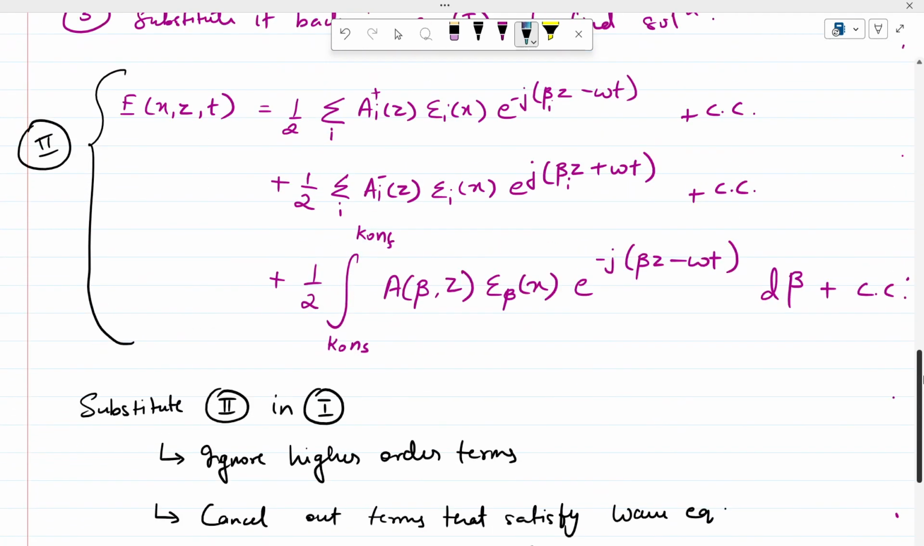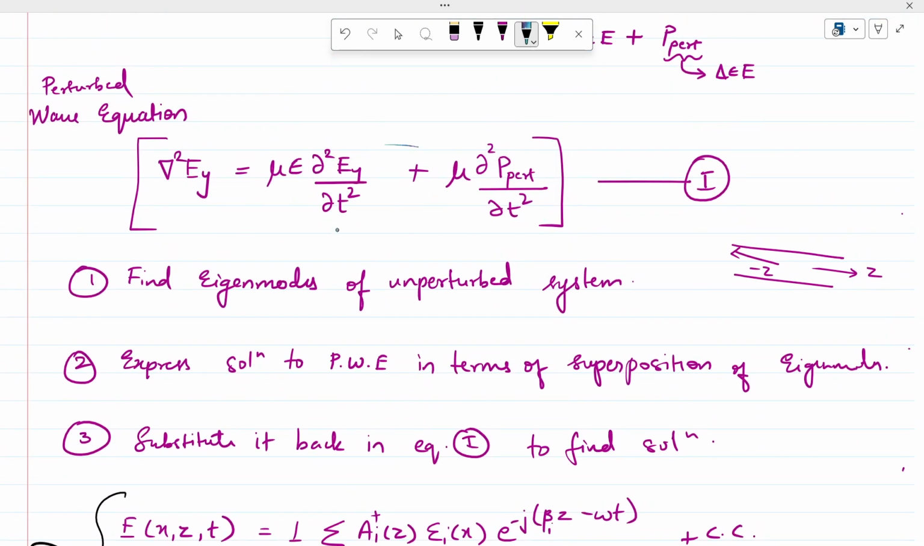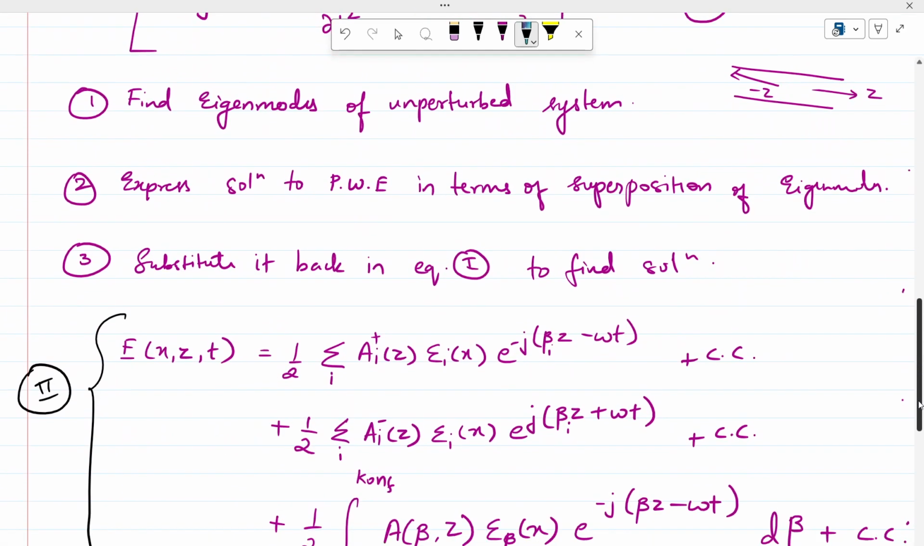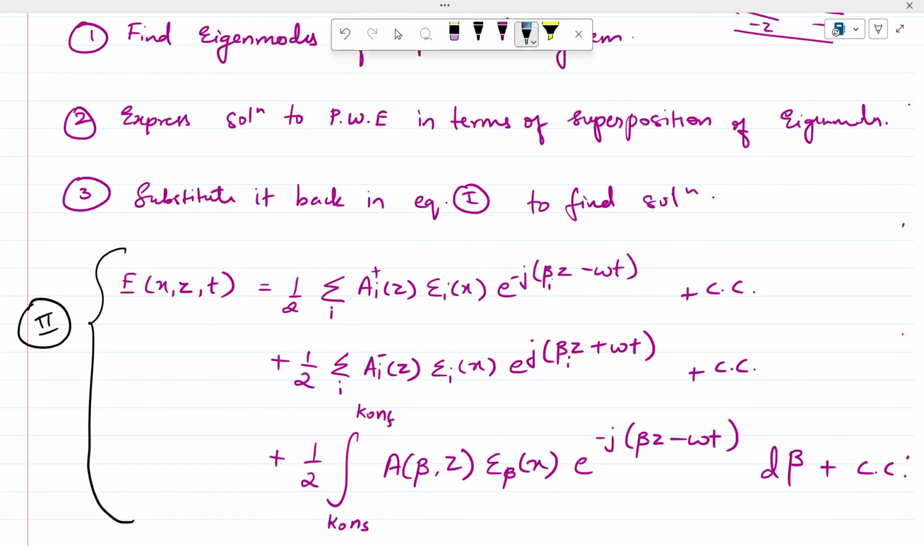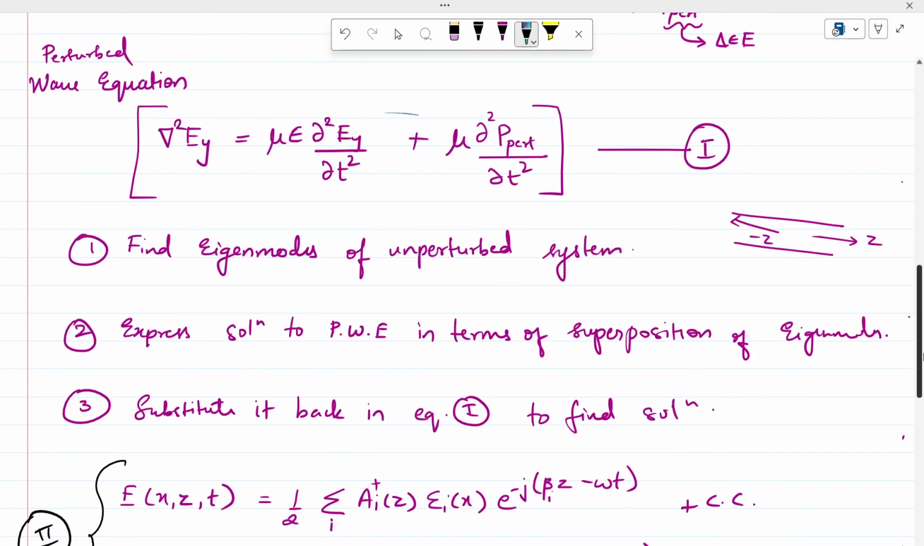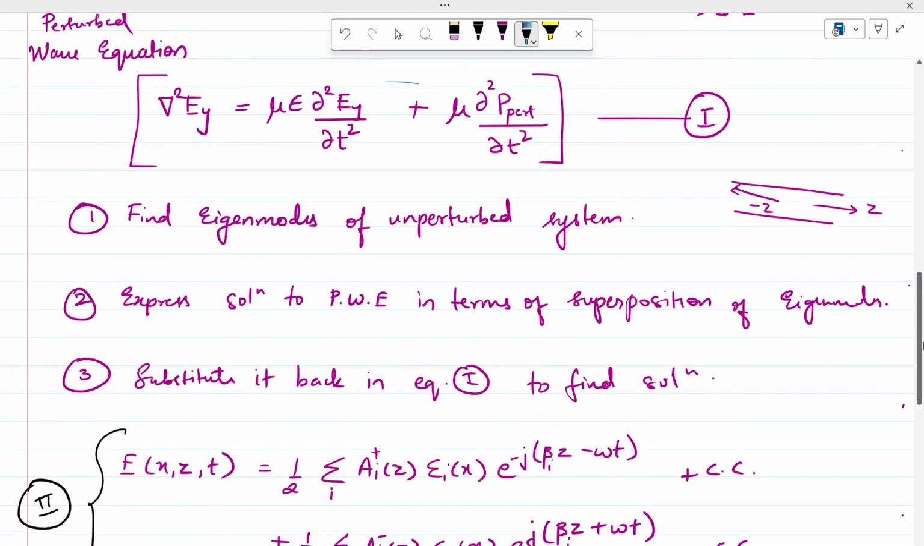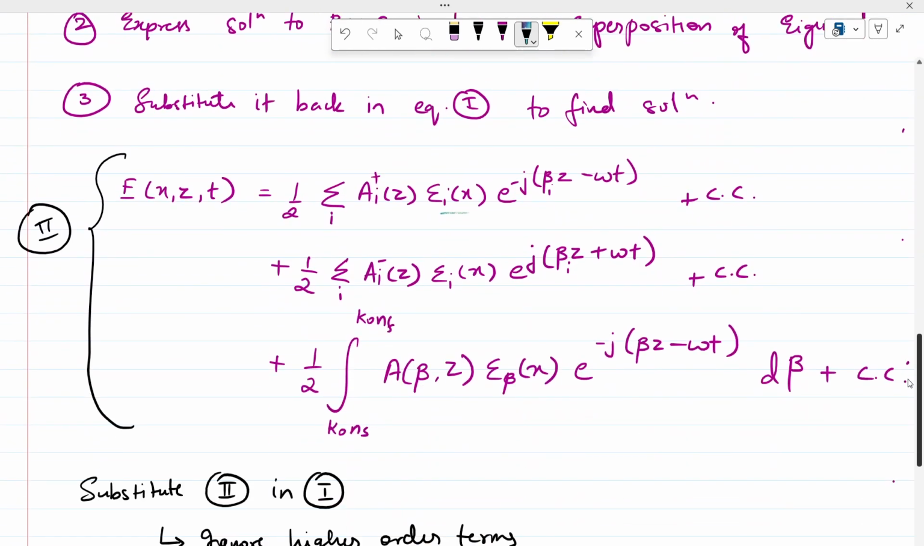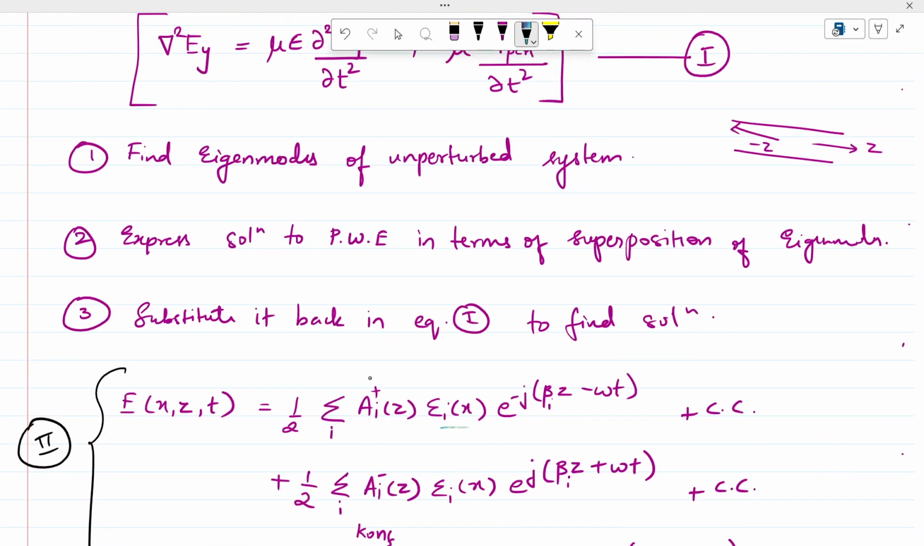So just to recap, what we have done here is we basically had the perturbed wave equation. We substituted the general form of the solution in the equation, and then we ignored the higher order terms, cancelled a few terms, because del square Ey minus mu epsilon partial square Ey by partial t square will be 0 for a lot of these terms. We cancelled all those terms, and the only terms that were left were the partial a by partial z terms and the differentials with respect to this.